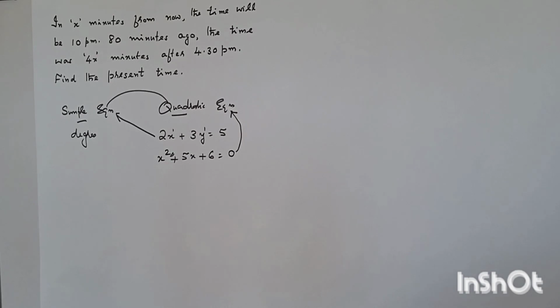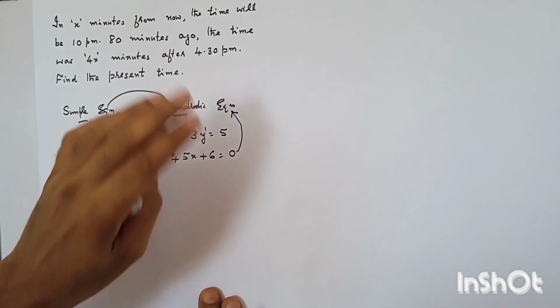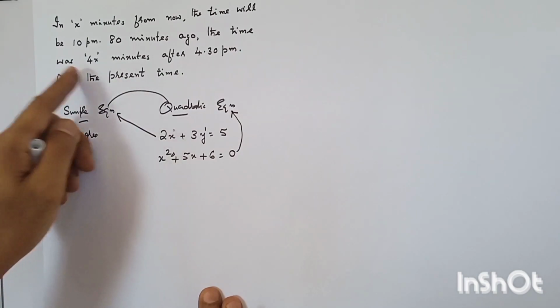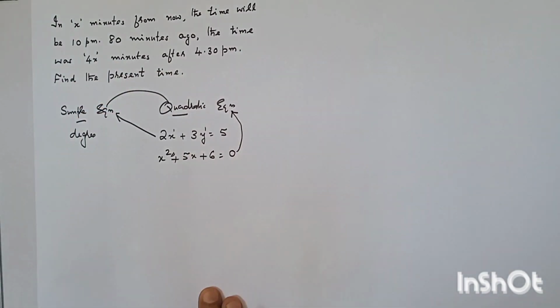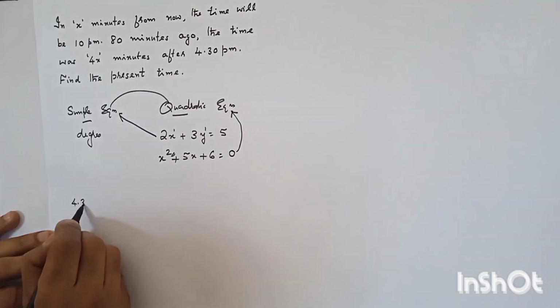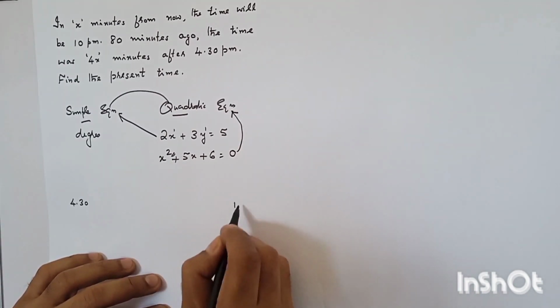Okay, let's get started with the solution. Now, read the question again. They say in X minutes from now, the time will be 10 p.m. 80 minutes ago, the time was 4x minutes after 4:30 p.m. So there are 2 points of time here, 4:30 p.m. and 10 p.m.